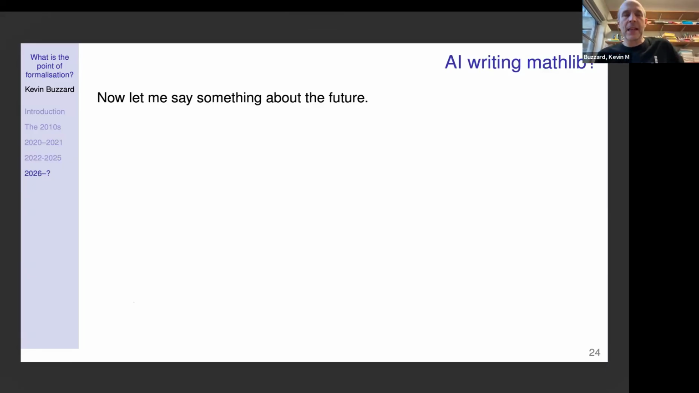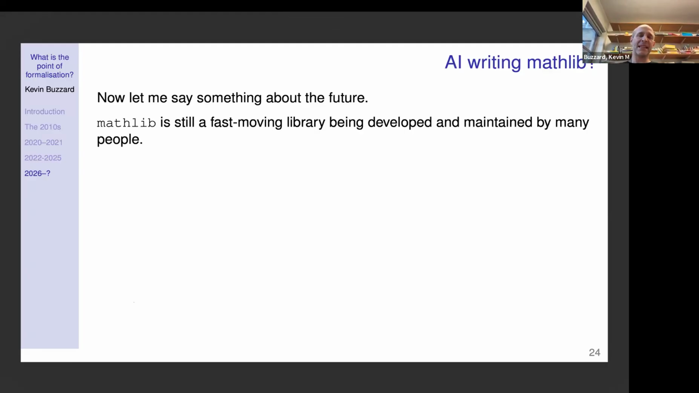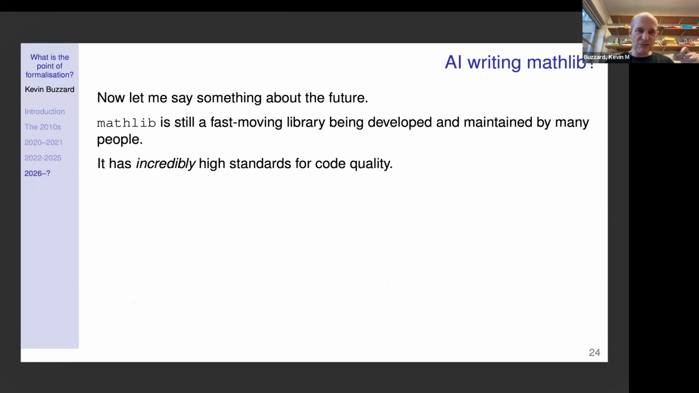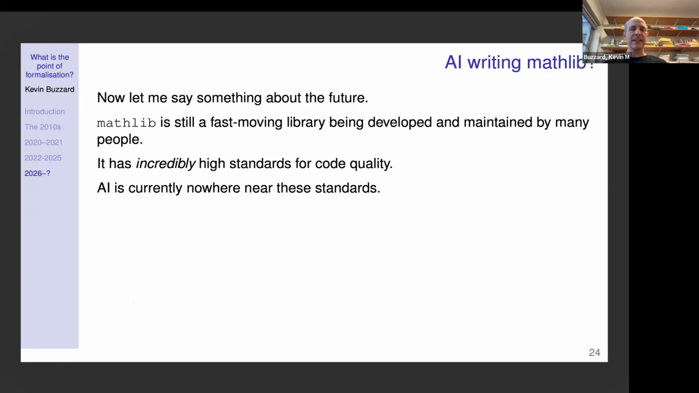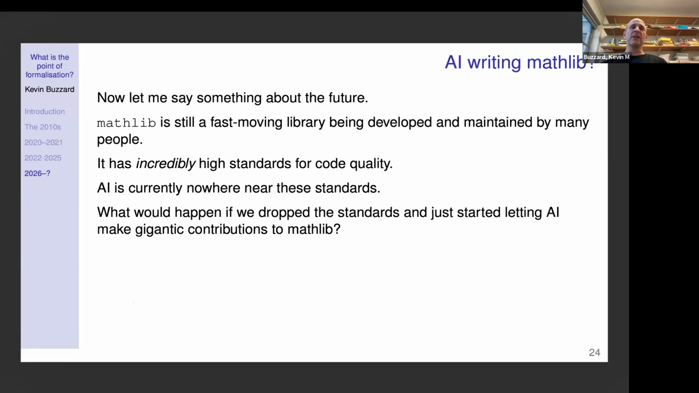So yeah, last slide. I'll say something about the future. Mathlib is currently moving very fast, being developed by lots of people, but it's got incredibly high standards for code quality. And AI-written Lean is nowhere near these standards. This is what Alex was saying a few minutes ago with regard to the code that AI wrote for him. So, thought experiment: what would happen if we just dropped all the standards and started letting AI develop Mathlib by itself? I've just asked a question on the Lean Zulip, for those of you on the Lean Zulip.